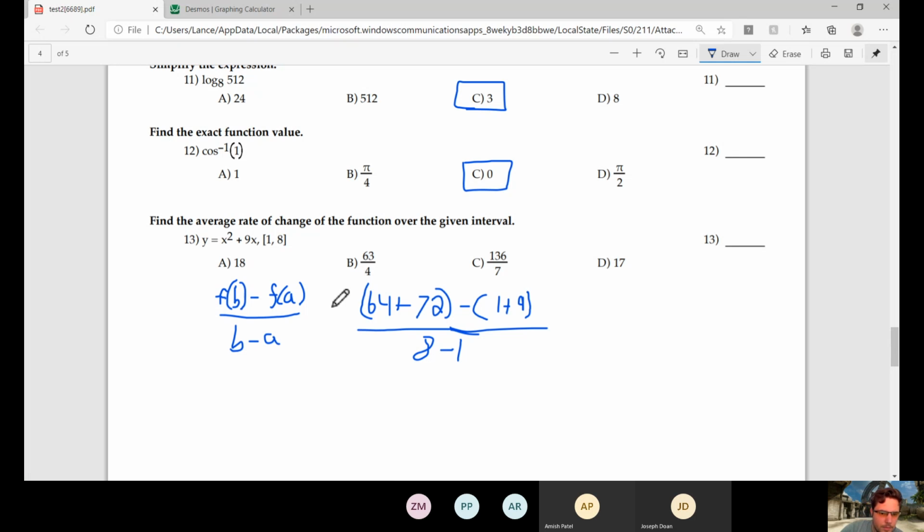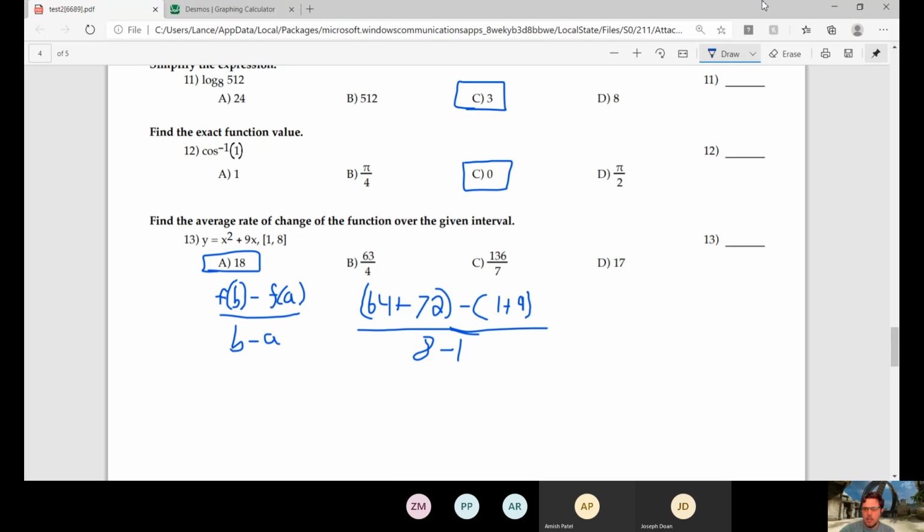Did I do this wrong? No, you're doing it right. I'm pretty sure it's going to be 126 over 7. I typed it wrong in the calculator. Yeah, it's just 18. All right. And your correct answer will be 18.